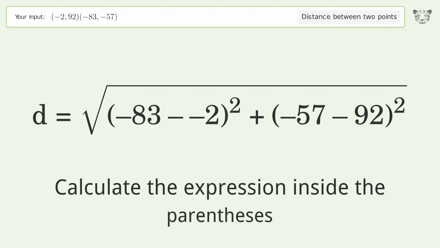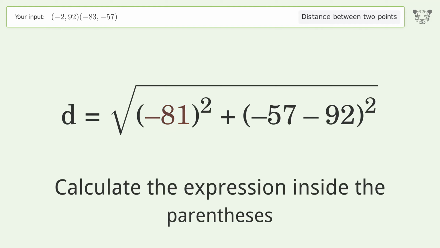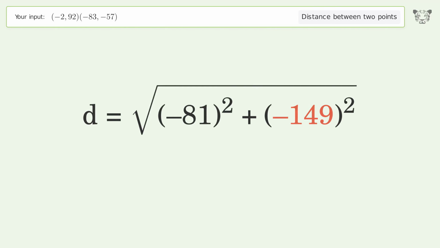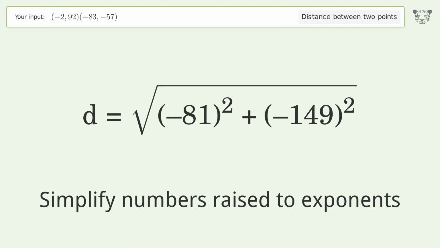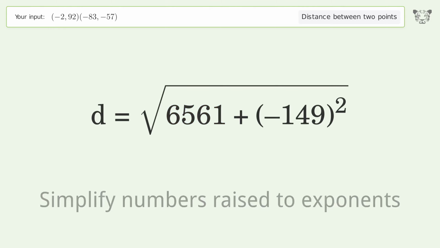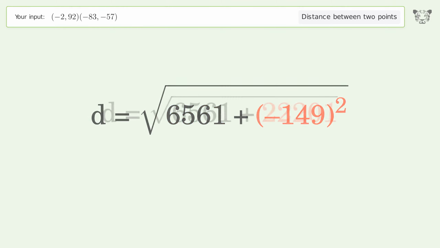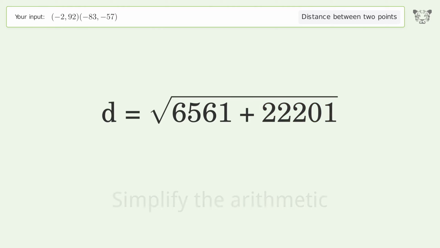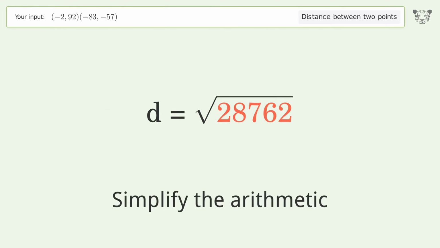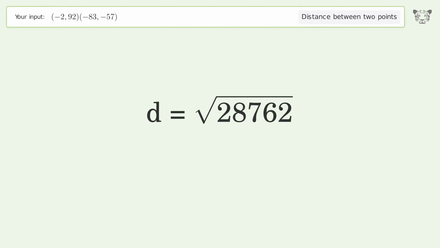Calculate the expression inside the parentheses. Simplify numbers raised to exponents. Simplify the arithmetic. And so the distance between the 2 points is the square root of 28,762 or 169.594.